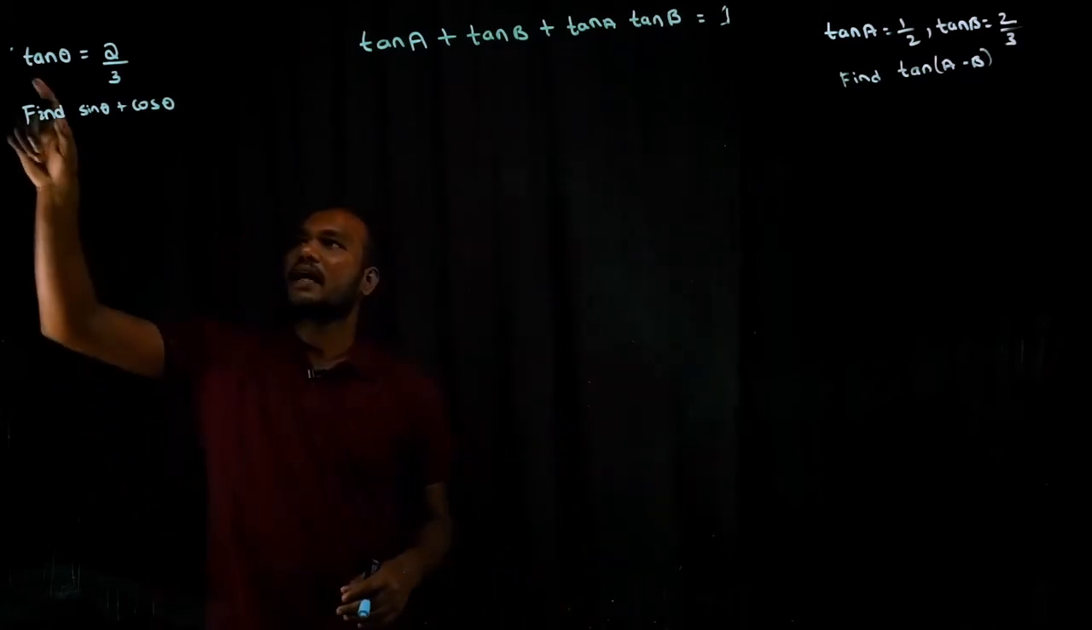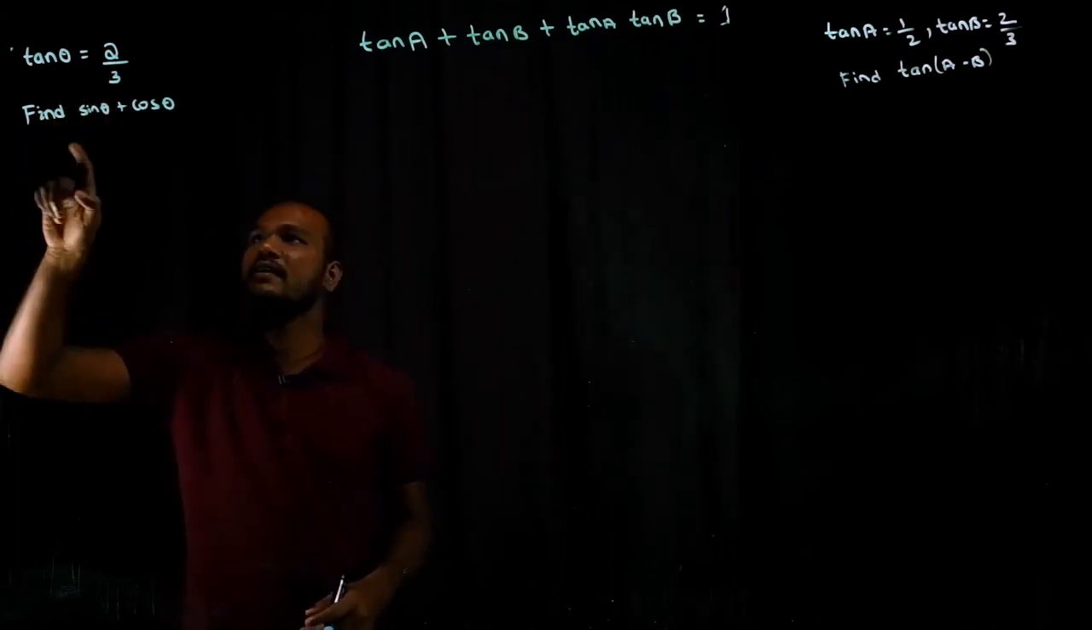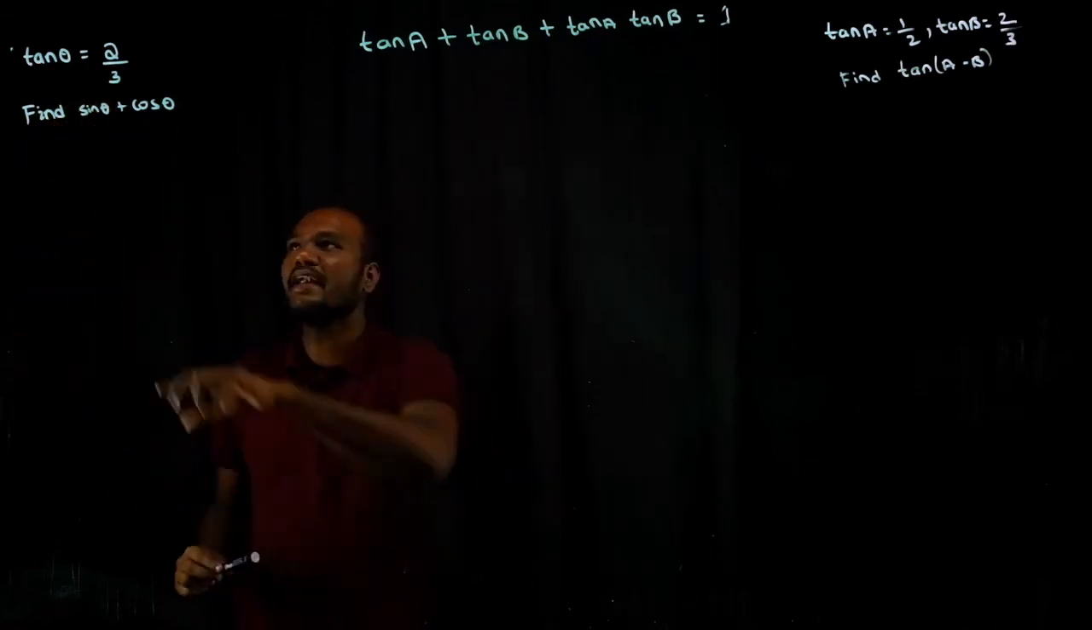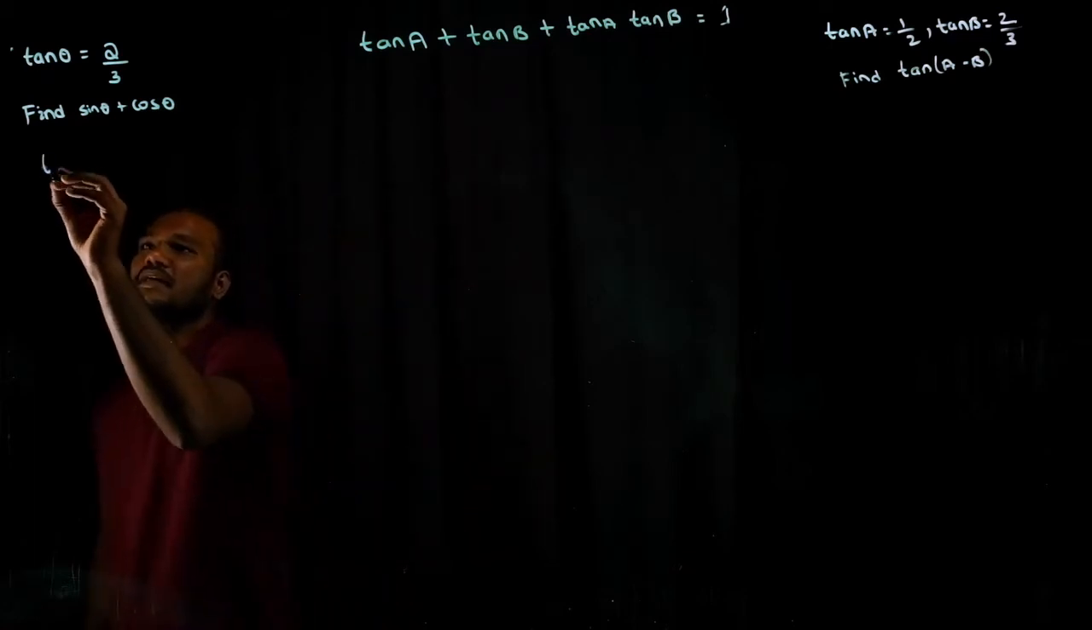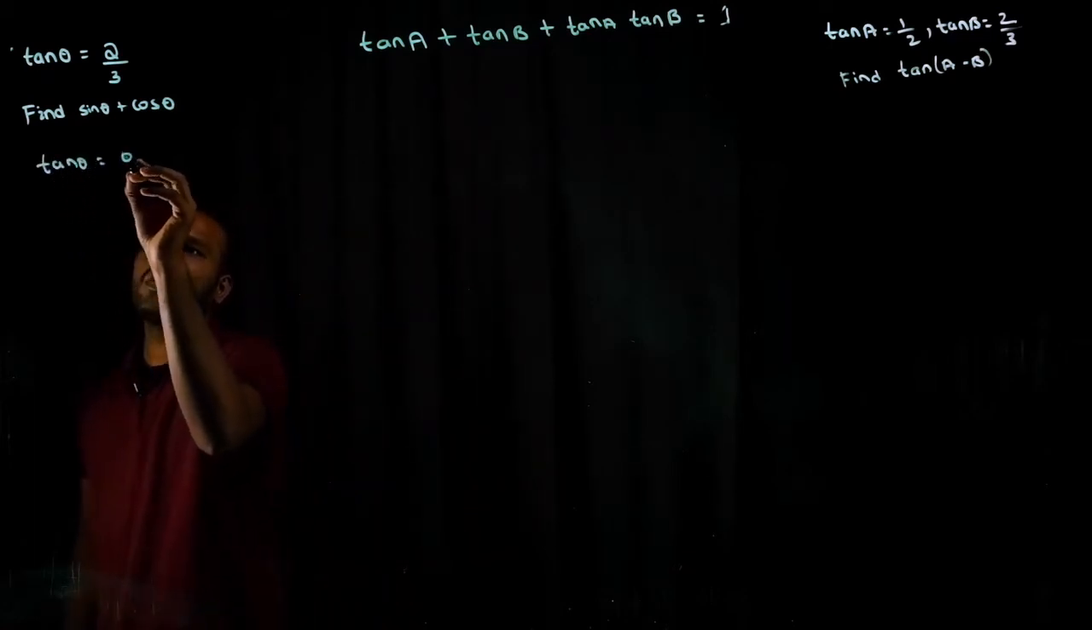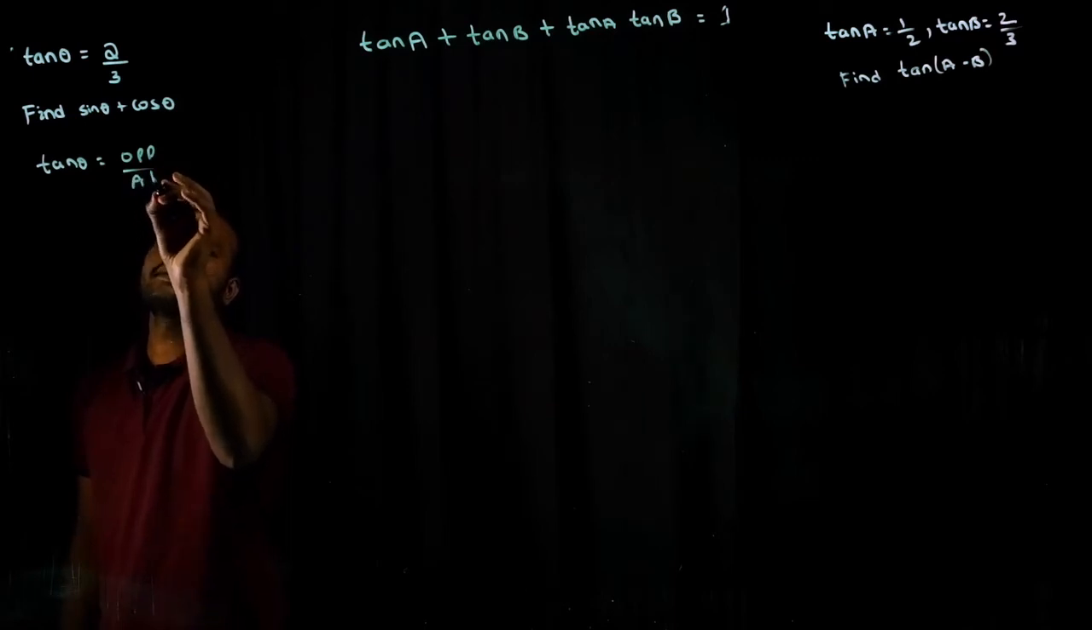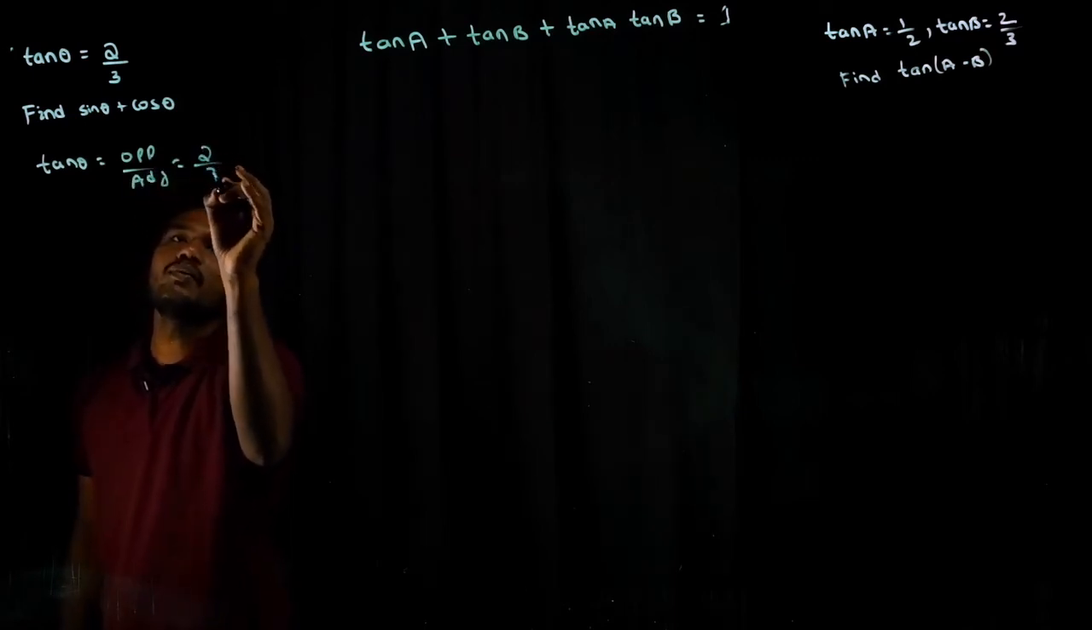So what is given? Tan theta equal to 2 by 3. Find sin theta plus cos theta. So tan theta is given. We have to find sin theta and cos theta. We know that tan theta is what? Tan theta is opposite by adjacent. That is given as 2 over 3.